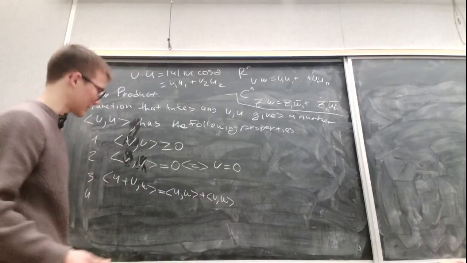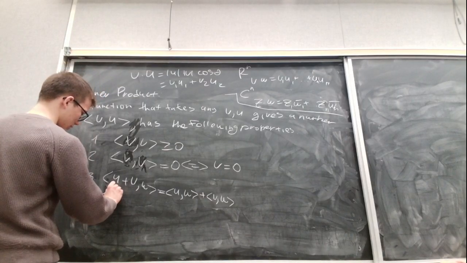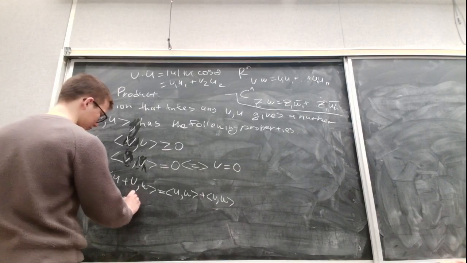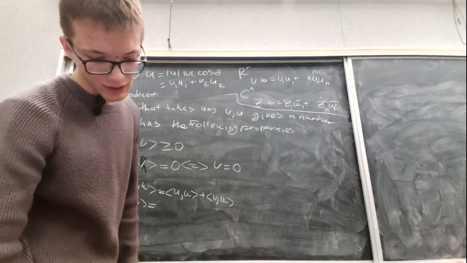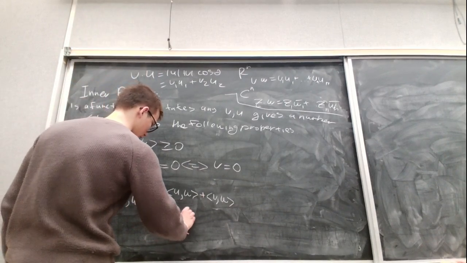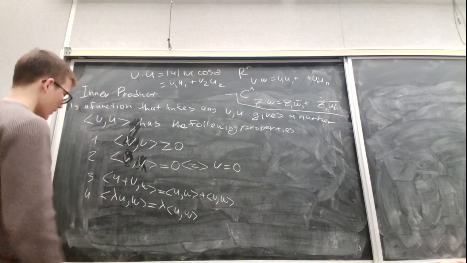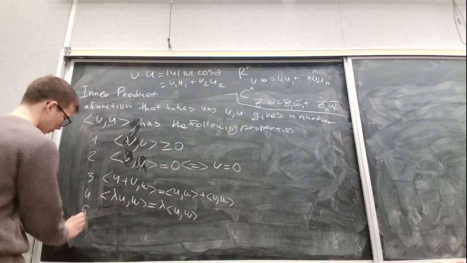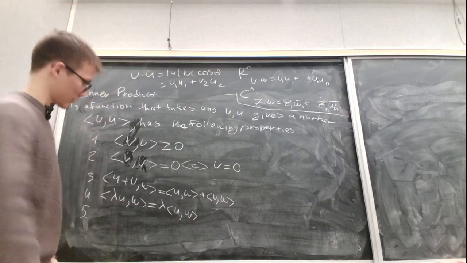And the other fancy word is homogeneity. I don't know how to pronounce that. Homogeneity. I agree, it's a fancy word. Basically it means that we can factor out a scalar value from the first entry. So it's just linear in the first entry. And that's one of the properties of inner product. And the last one is called conjugate symmetry.